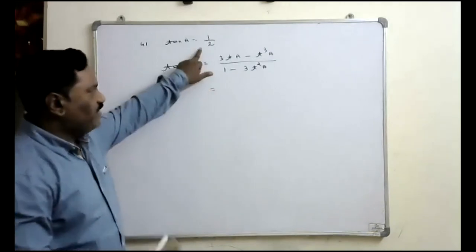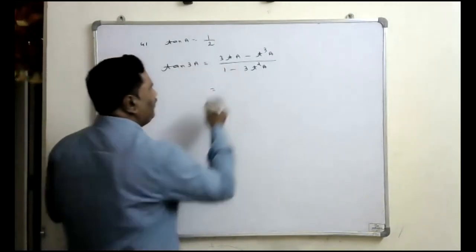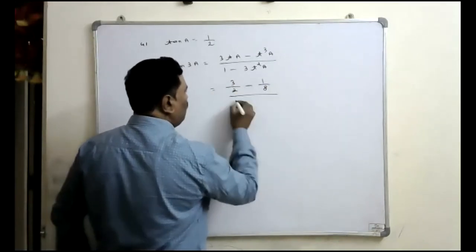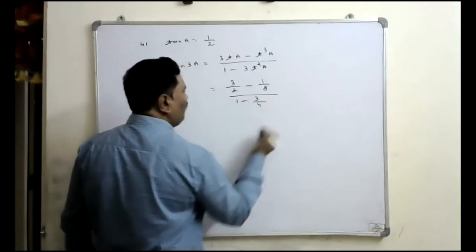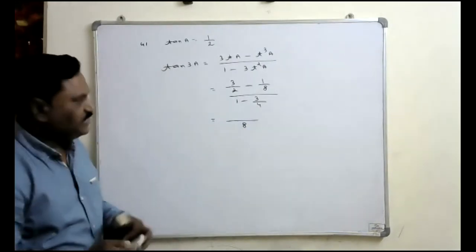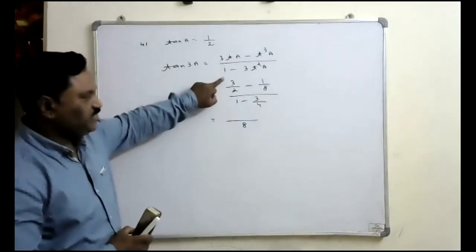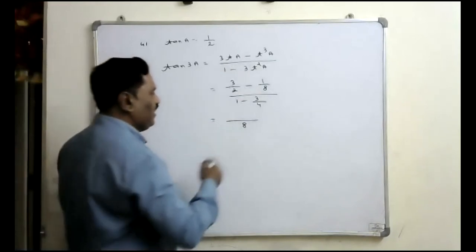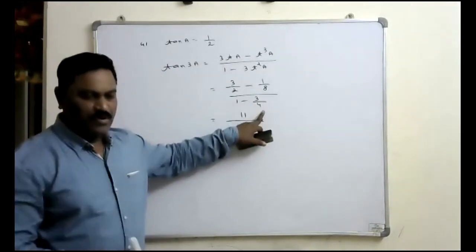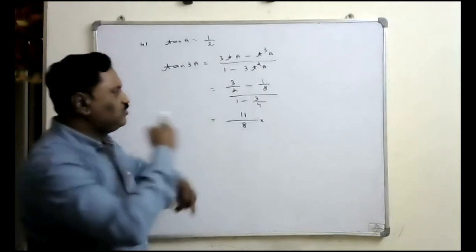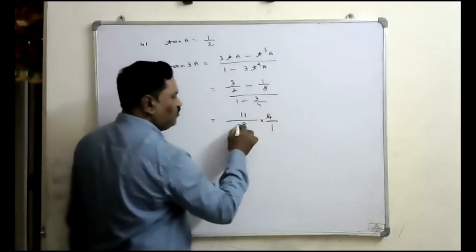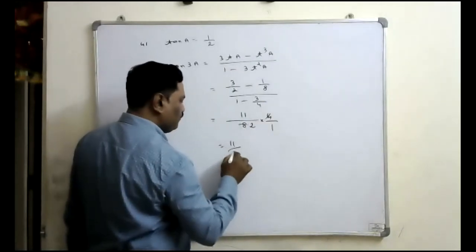Where tan A value was given, so we'll substitute there. So 3 into 1/2, that is 3/2, minus tan cube, that is 1/8, upon 1 minus 3 into tan square, meaning 1/4. So the LCM in the numerator is 8. 2 4s are 8, 4 3s are 12. 12 minus 1, that is 11/8. The denominator is 1 minus 3/4, which is 1/4. If it comes to the numerator, it becomes 4/1. So 4 1s are 4, and 2 4s get cancelled. So the answer is 11/2.